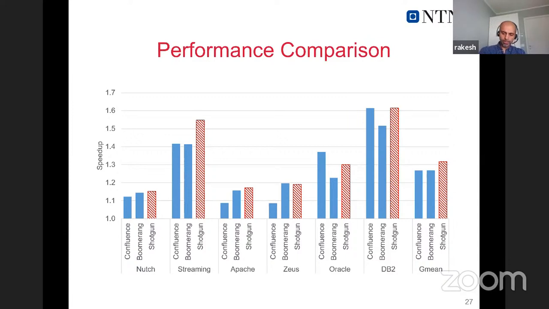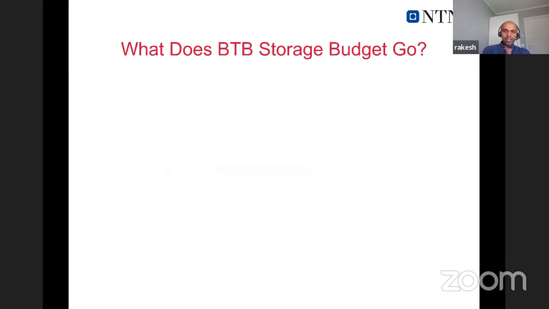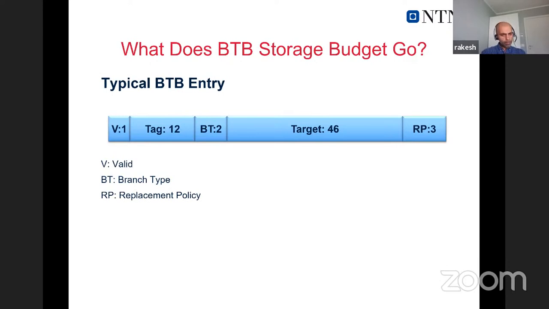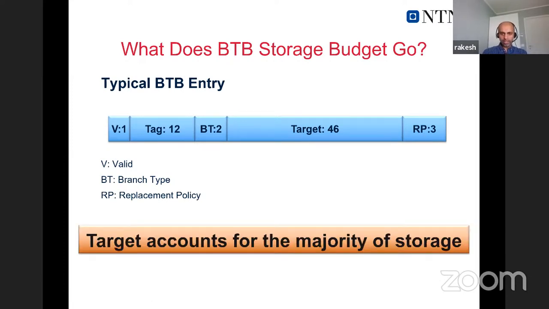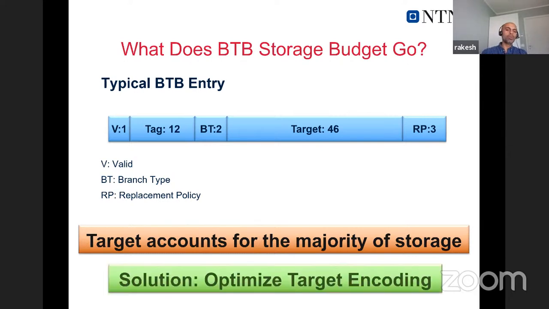So what can we do about it? Let's see where exactly the BTB storage budget is going. What exactly are we storing in the BTB and how? So typically, this is what a BTB entry looks like. You have a valid bit, you have a compressed tag, you have what kind of branch it is, the target, and some bits for the replacement policy. Now, looking at this BTB entry, what comes out is the target field accounts for the majority of the storage cost. So if you want to cram more branches into the BTB, we should try to optimize how targets are represented in the BTB.